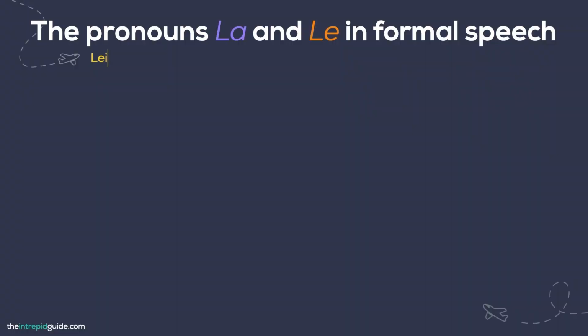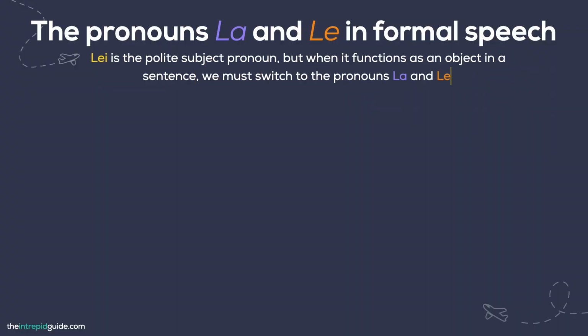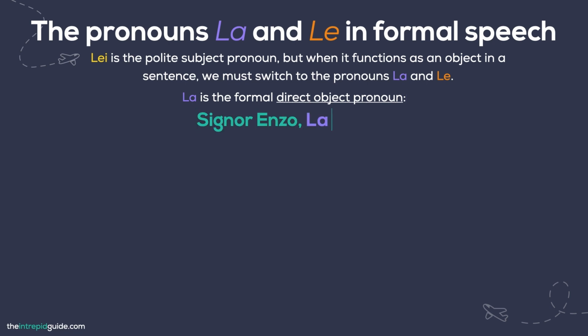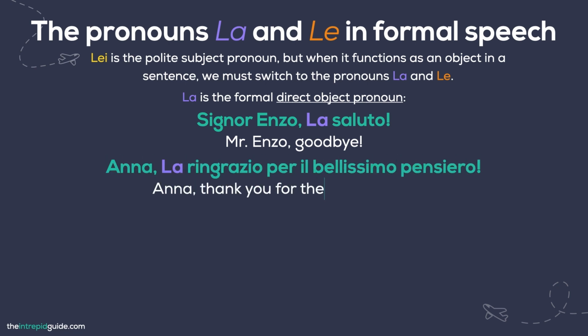Now let's take a look at the pronouns la and le in formal speech. Le is the polite subject pronoun, but when it functions as an object in a sentence, we must switch to the pronouns la and le. La is the formal direct object pronoun. For example, Signor Enzo, la saluto. Mr. Enzo, goodbye. Anna, la ringrazio per il bellissimo pensiero. Anna, thank you for the lovely thought.